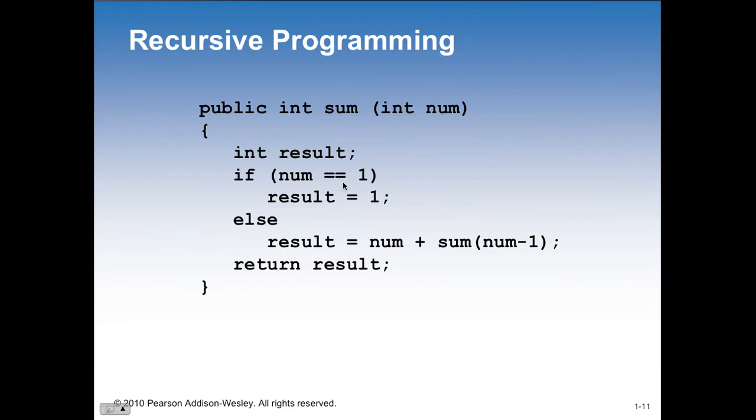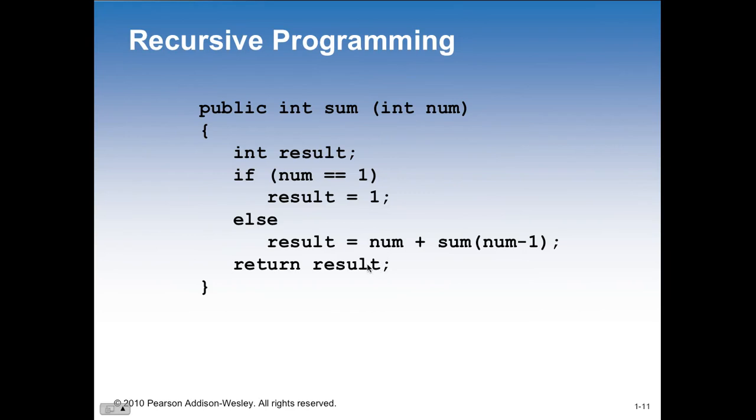So the base case normally returns the last number in the list in this particular case, or the end of the recursive calls, where we don't have to do any more calculations on those numbers. We're all done. We have the result. The non-base case is this recursive call.